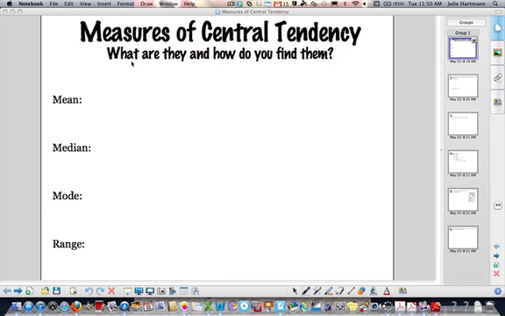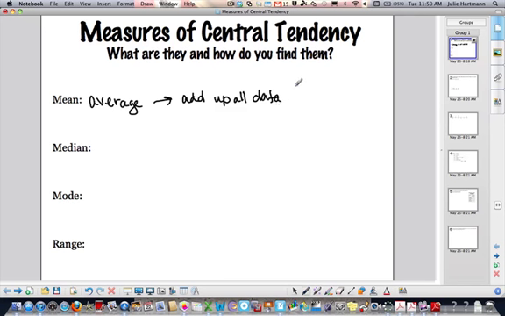And how do you find them? We're going to start out with the mean. The mean is the average, okay? So we add up all data and divide by how many there are. Okay, this should all be review. So hopefully you've seen this stuff before.